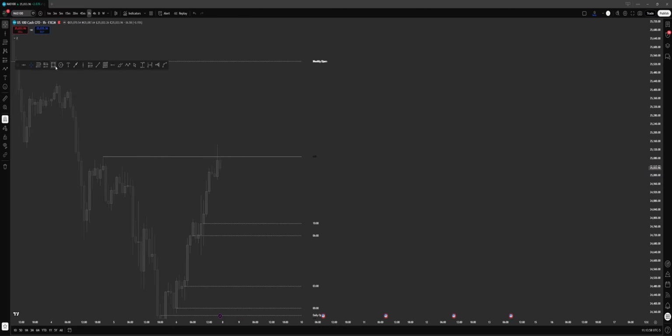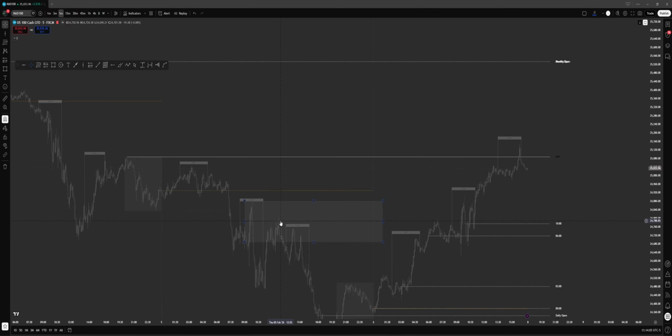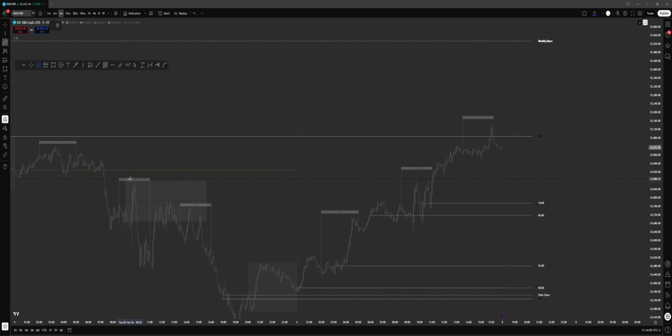Yep, right here. 930 open. Crazy rejection block, right? Crazy rejection block. Oh, and again, also look for something in the CE of the rejection block. Again, it's just extra confluence. So we have our swing high, then we mark it to our swing low, right?